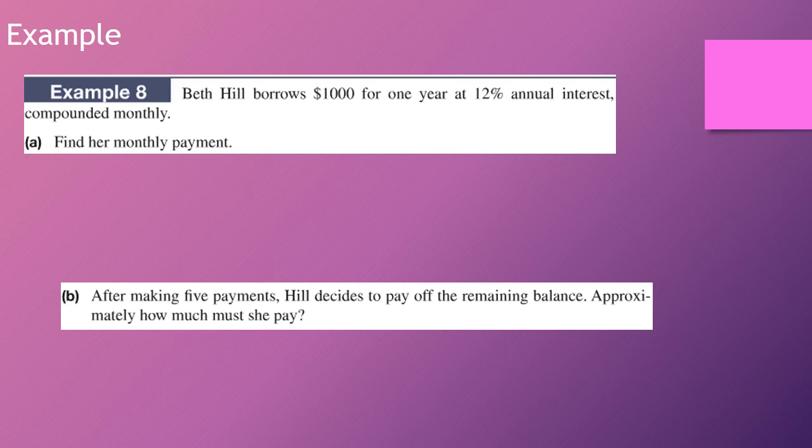All right, let's try a problem or two. Beth Hill borrows $1,000 for 1 year at 12% interest, compounded monthly. We're going to find her monthly payments. And then, part B, after making 5 payments, she decides to pay off the remaining balance. About how much should she pay? Pause the recording, try your formulas out, and then resume the recording to check your answer.